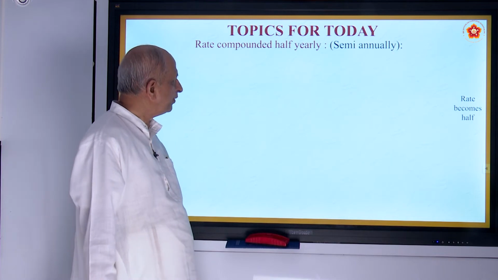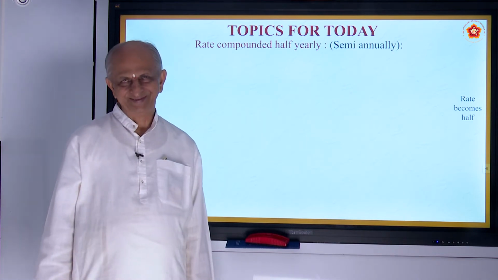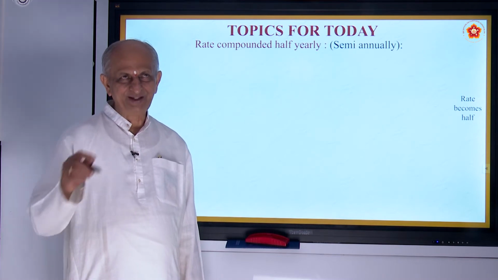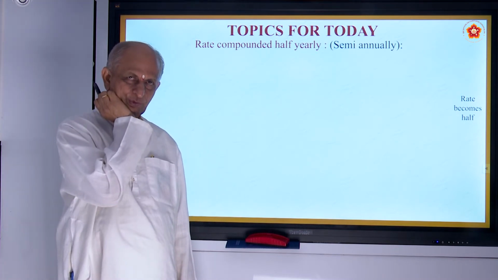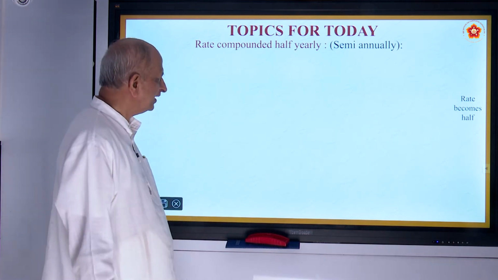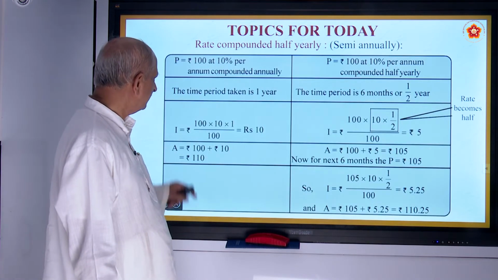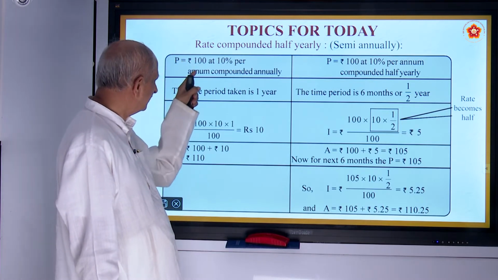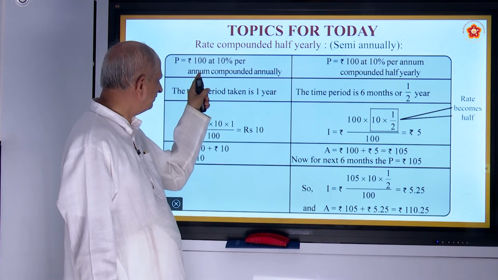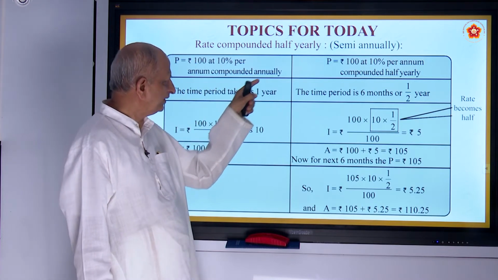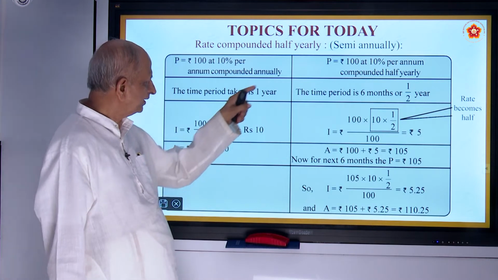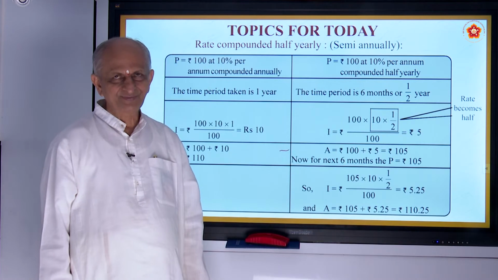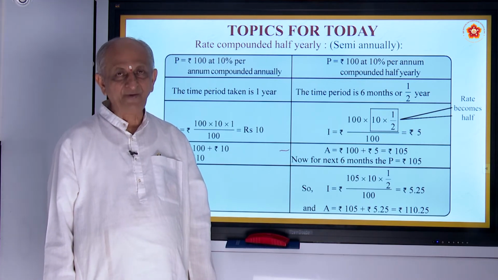Rate compounded half yearly means semi-annually. So instead of doing it every year, if you do it half yearly, what happens? Let us see. When you take yearly, it is compounded annually. Here it is compounded half yearly. Are you following? Half yearly means what?